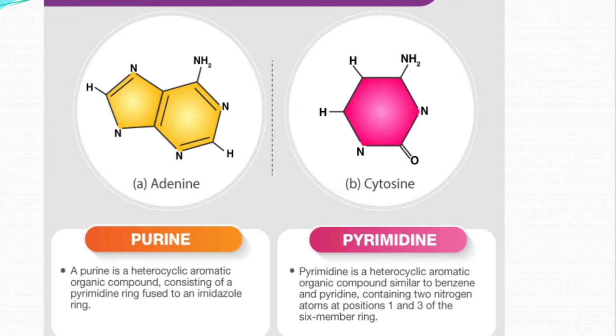In this picture you can see, for purine, the example is adenine, and for pyrimidine, cytosine. You can see the double ring structure and single ring structure. In the exam they will ask which contains double ring, which contains single ring. It is a very, very important objective question. Okay.